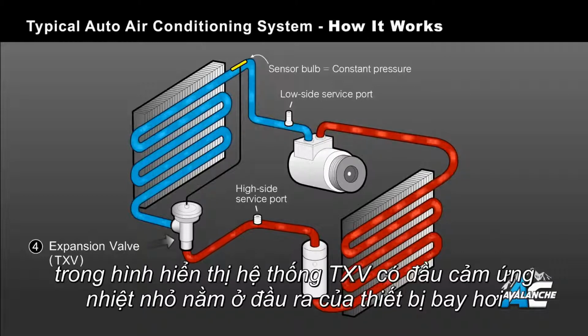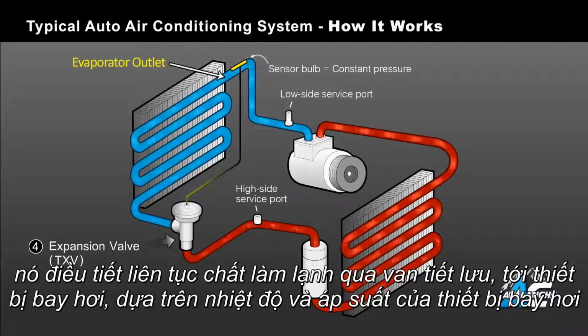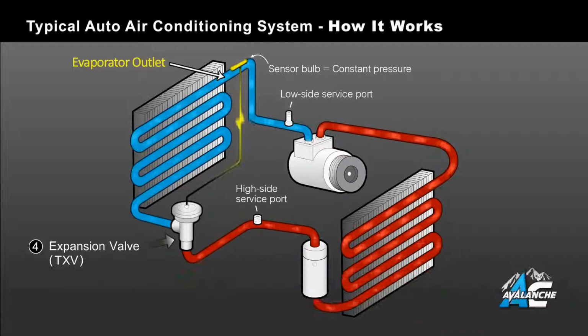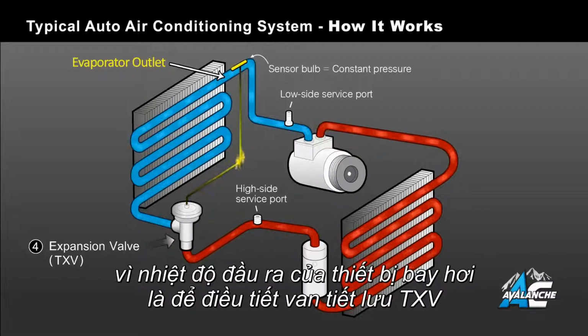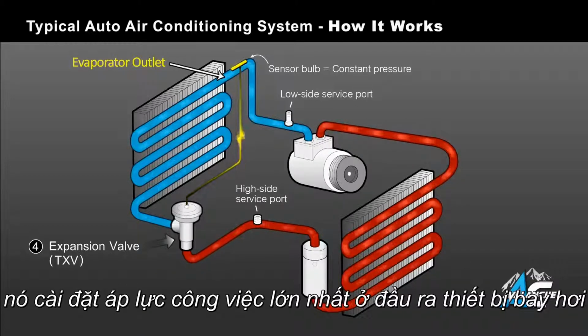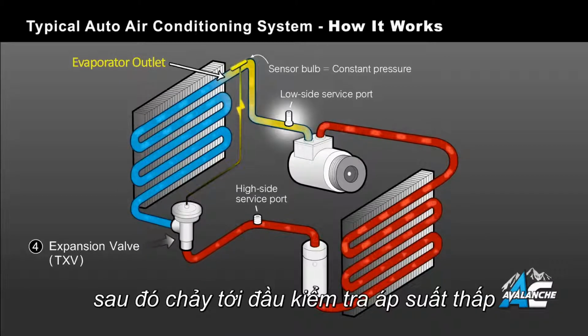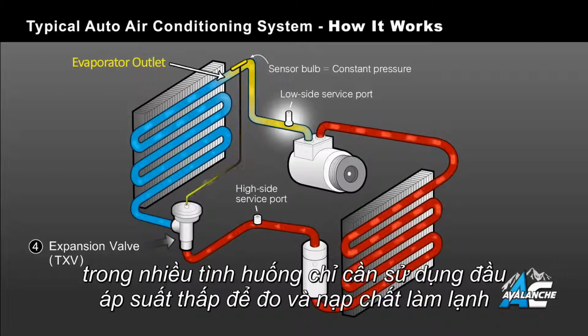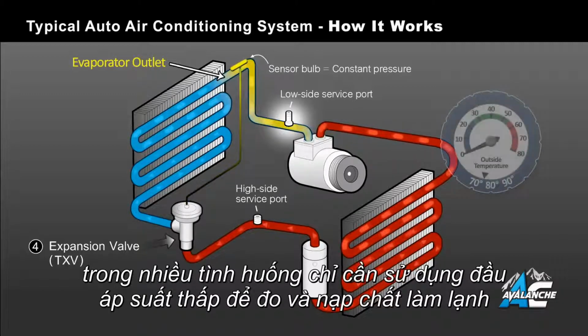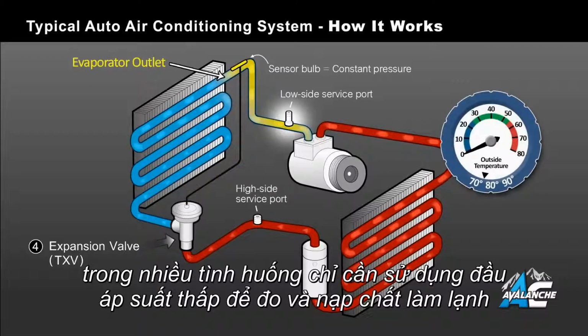The TXV system, as shown in our diagram, has a small temperature bulb located at the outlet of the evaporator, which continually adjusts the refrigerant flow through the expansion valve and into the evaporator based on the evaporator's temperature and pressure. Because the evaporator's outlet temperature is used to regulate the TXV valve, it sets a maximum operating pressure at the evaporator outlet. It then flows through the low side service port, where in many cases it is being measured by a low side gauge only to charge the system.